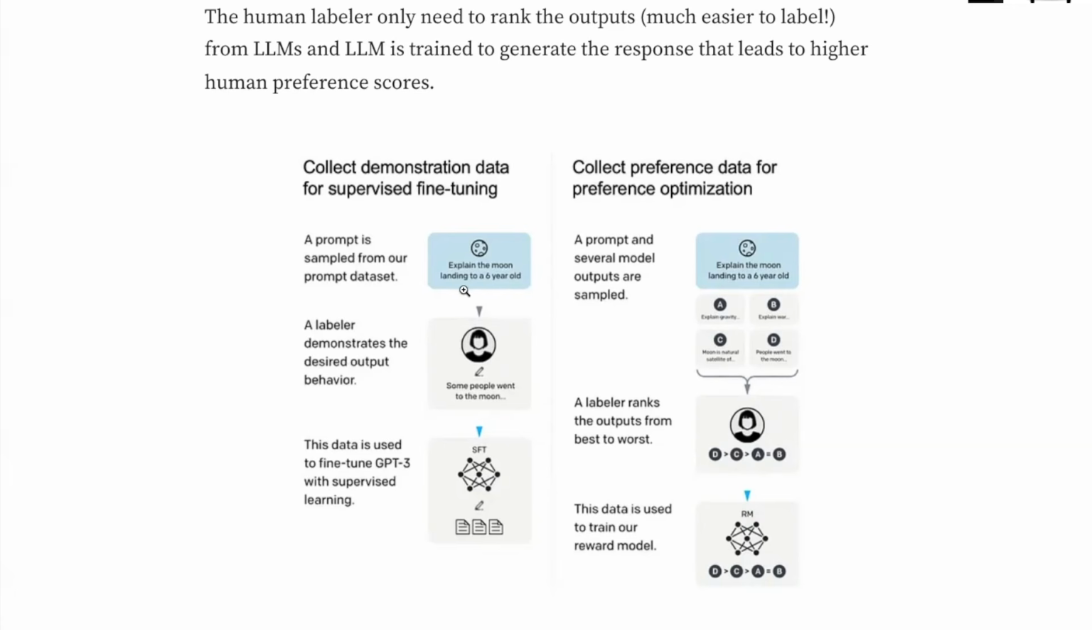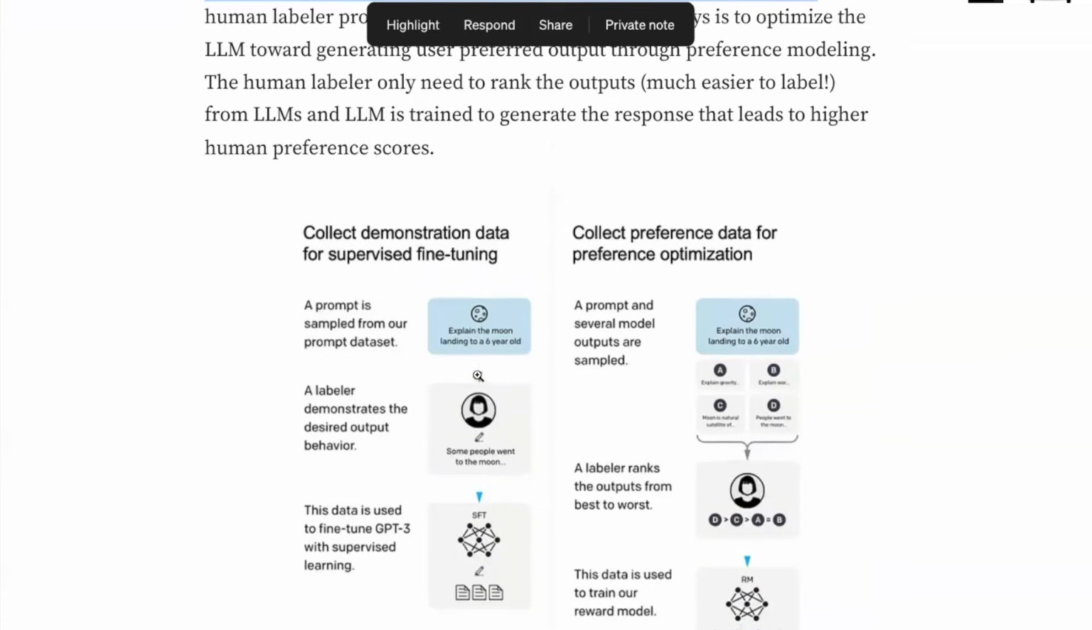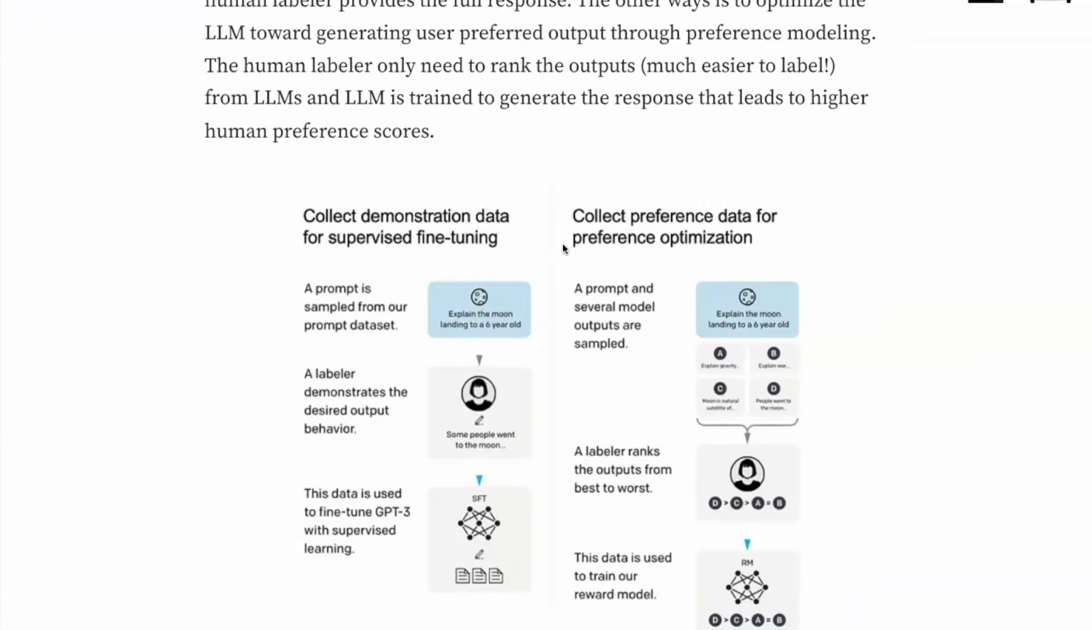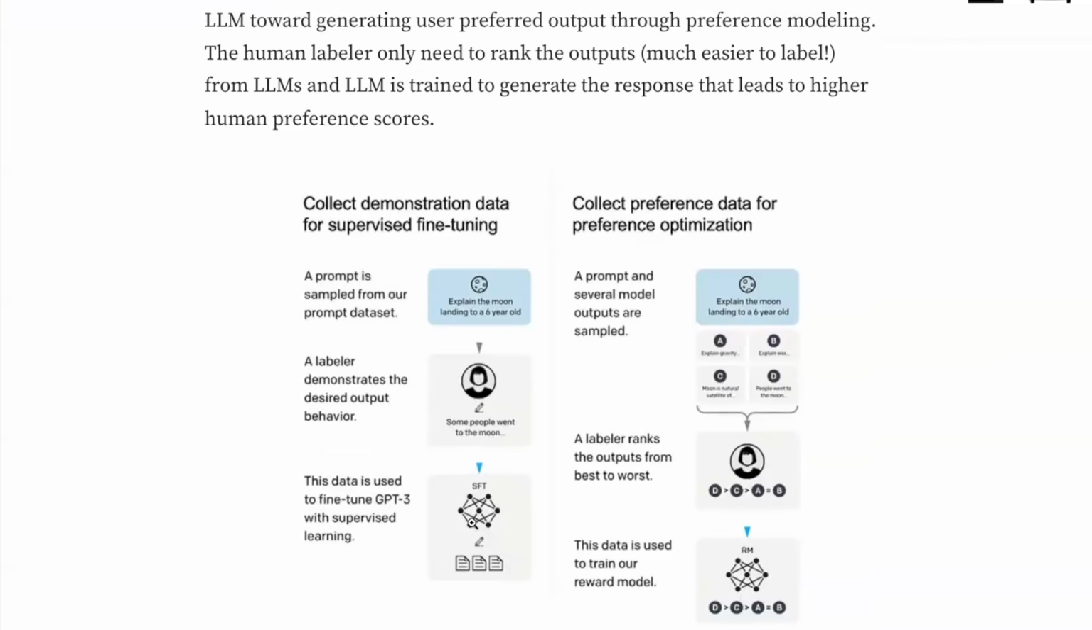Like, explain the moon landing to a 6 year old. And then the labeler needs to write the full paragraph for that. And then once we get the human paragraphs, we do supervised fine-tuning of the model so that the model can generate a similar paragraph to that question. But you see, this is a very labor-intensive task.